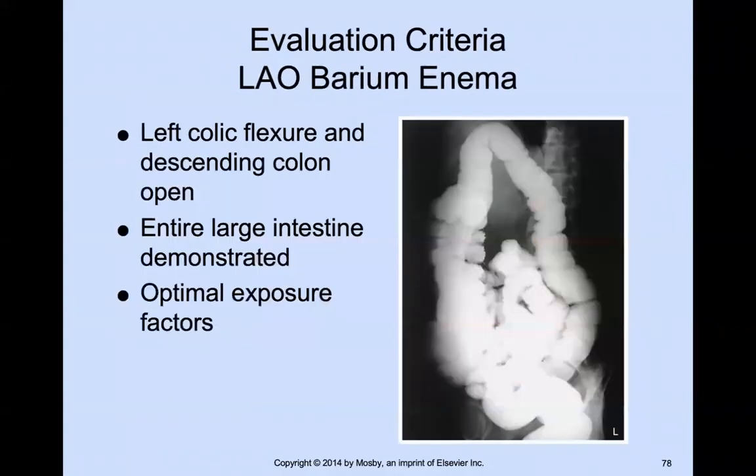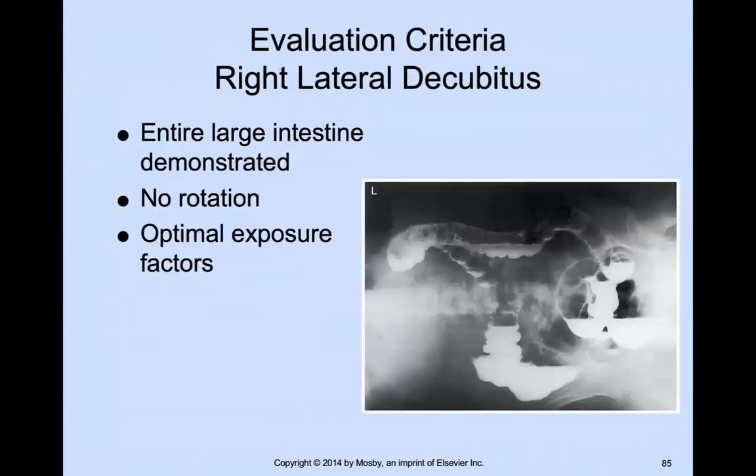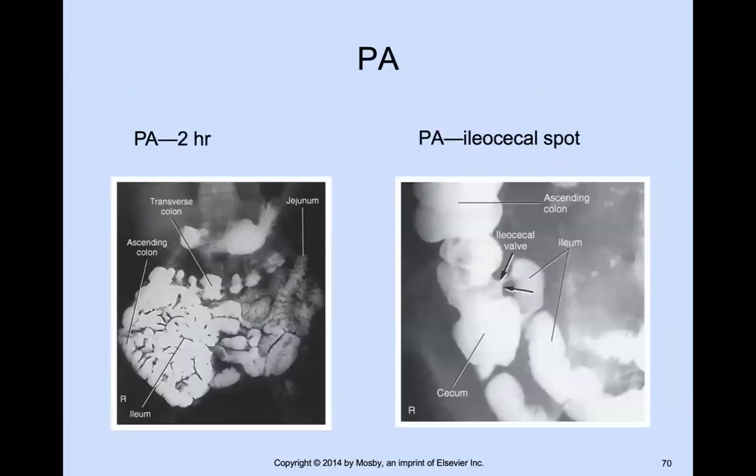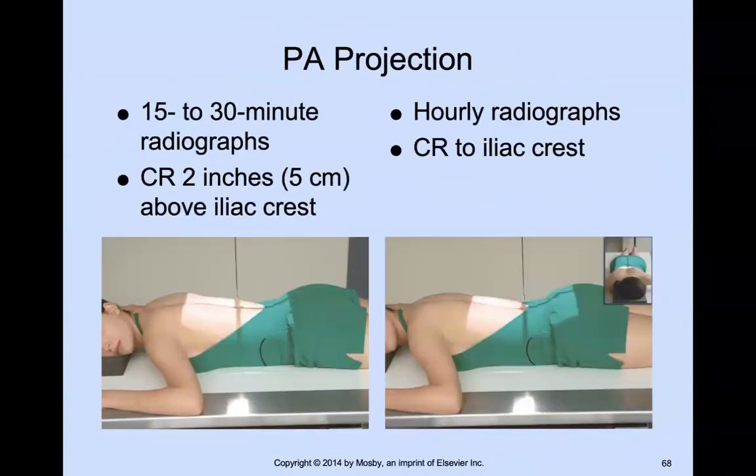Okay, so I'm just skipping through that to kind of show you guys. Okay, let me go back. So that's mainly what you need to know for small bowel. It's just a lot of KUBs, essentially, done preferably PA. Okay, so hourly radiographs to the level of the iliac crest.